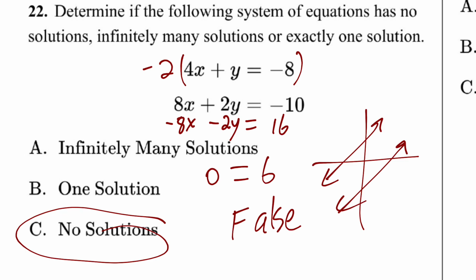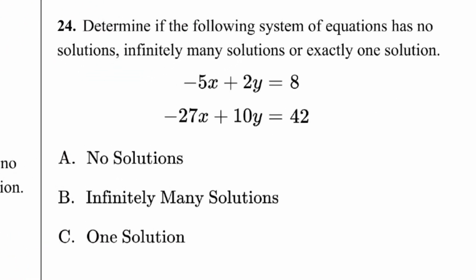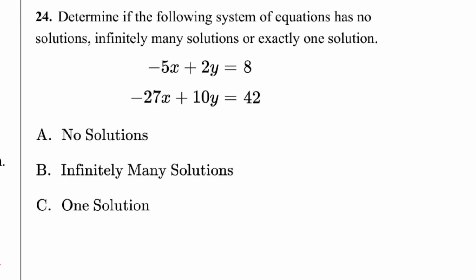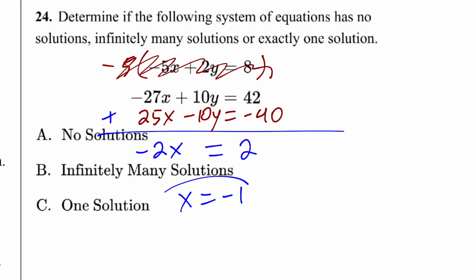But how do I recognize it? The letters go away, and I'm left with a false statement. 0 is not 6. I'm going to skip 23 because it's the same, and let's jump over to number 24. So here, if I take the top one times a negative 5, I get 25x minus 10y is equal to negative 40. I'll cross out that original one there. If I was to use addition straight down, I have negative 2x is equal to 2, or x is equal to negative 1. So already, I know that there's one solution.